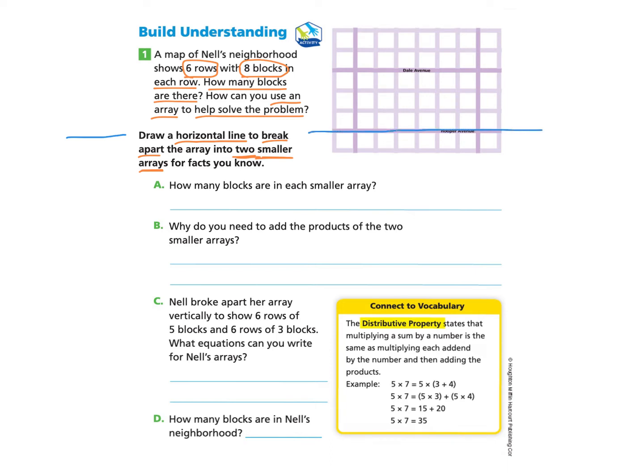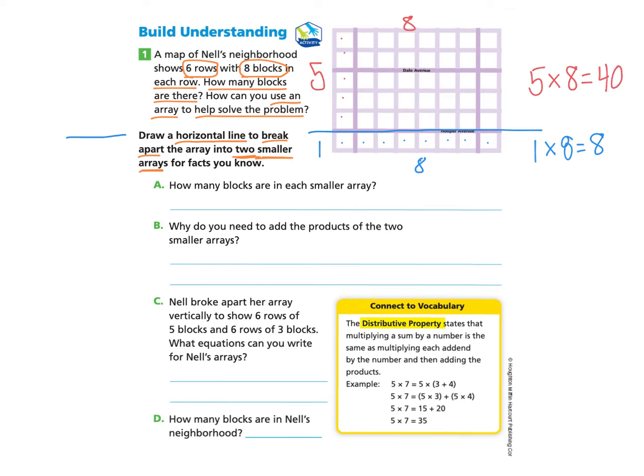And I'm going to now make an array that is 1 row of 1, 2, 3, 4, 5, 6, 7, 8 blocks. So I have created an array that is a 1 by 8, which makes 8 blocks. Now let's look at the remaining blocks. I have 1, 2, 3, 4, 5 rows, and I know that there are 8 in each row because these are identical. So we have 5 rows with 8 blocks in each row, and that will give me the total of 40 blocks.